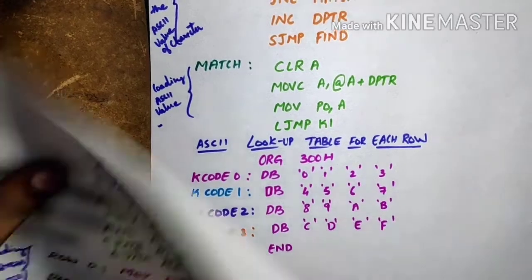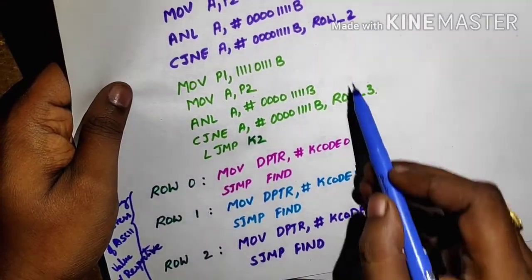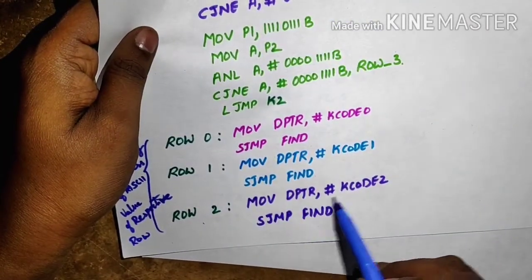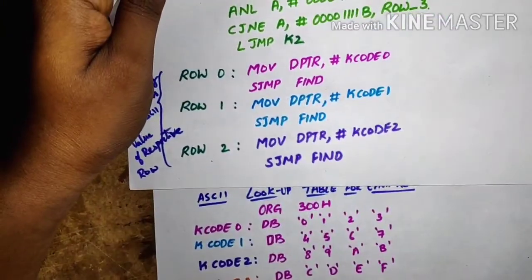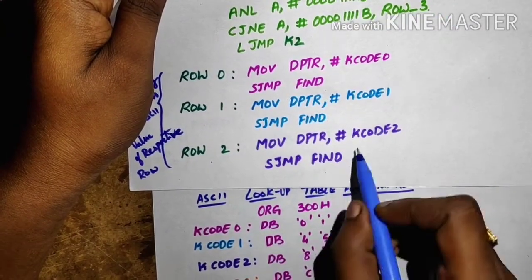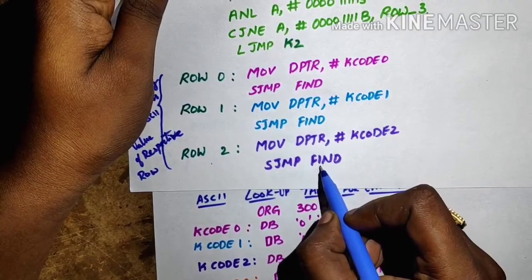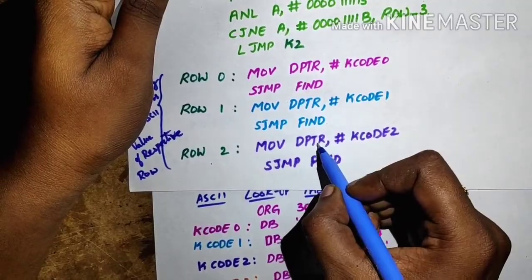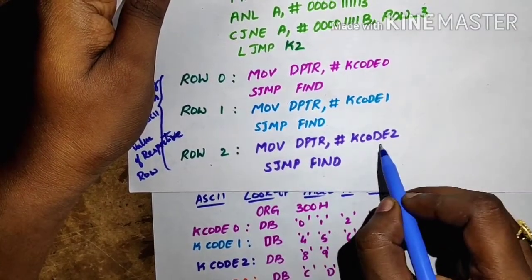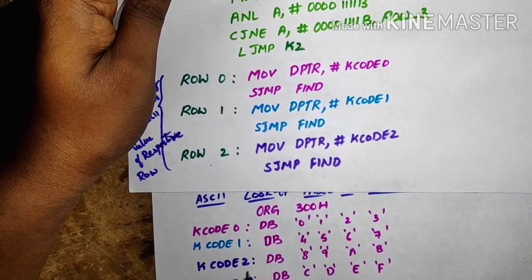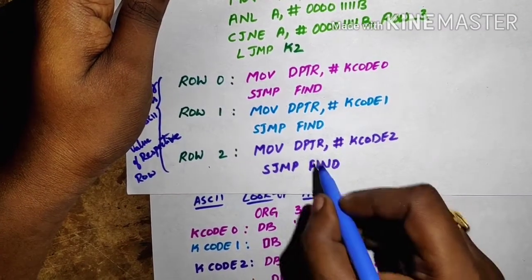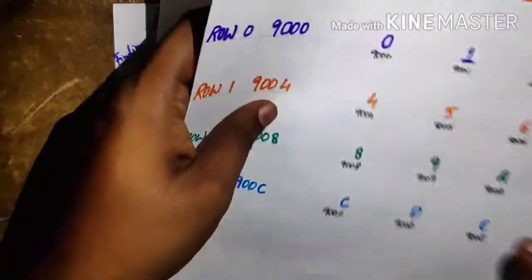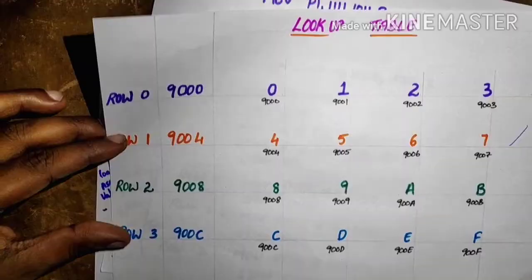Now whenever we are jumping from here to here, we are moving the value of the particular code. This address is moved to our data pointer, that means code 2, this value will be moved to the data pointer. More clearly, we will see here. This is our lookup table.